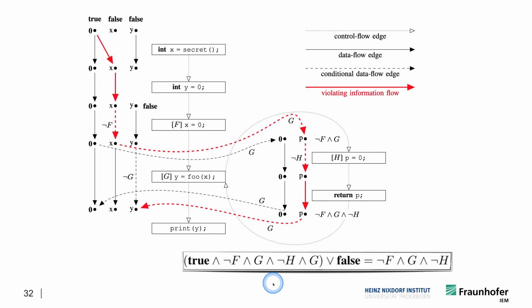And now the point is that we can simplify this constraint, and that gives us not F and G and not H. And that's exactly the right constraint now. If you look at this again, that's exactly the same configuration that we also saw earlier, which has the data leak. So if G is enabled, so we have the function call here, but F and H are disabled, exactly then, and only then, do we have a data leak for this product line. And that's the beauty of it.